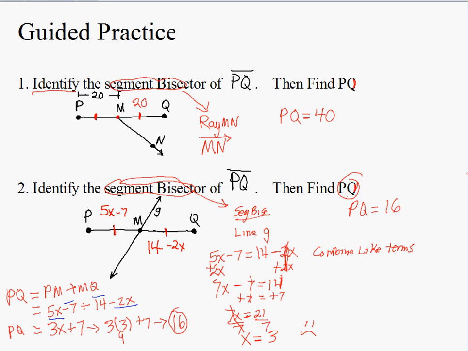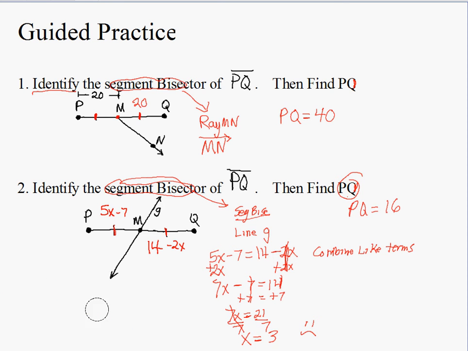Questions? Another way I could have done that: if I know what x is equal to, which in this case I do, we know x is equal to 3. So let's go ahead and explore that. I know that x is equal to 3, so if I put 5 times 3 minus 7 and actually solve that out, I have 15 minus 7, which is equal to 8. Okay?